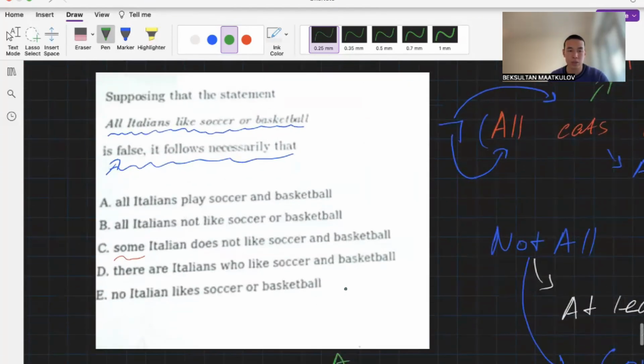And let's go for the possible answers. And here you'll find that C is correct. Some Italian doesn't like soccer and doesn't like basketball. This is the correct answer. All right, C.